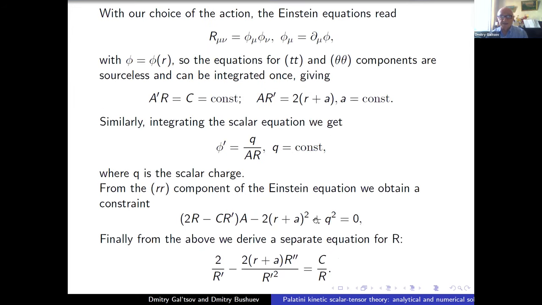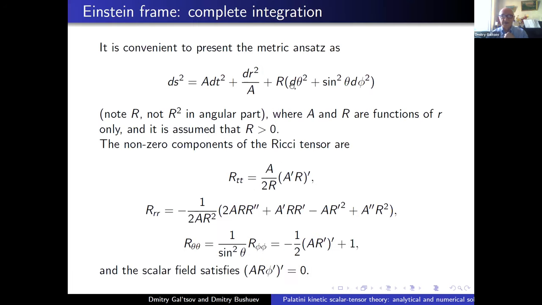So we start integrating the system carefully, accounting for all integration constants. The first integration constant is here. It is something, C, then there is a trivial integration constant, which is a shift of coordinate, still we keep it. There is one integration constant in the scalar equation. And finally, one of the Einstein equations is a constraint, which just relates these functions and parameters too. Finally, we derive a separated equation for R. This is the square of the radial function in the metric.